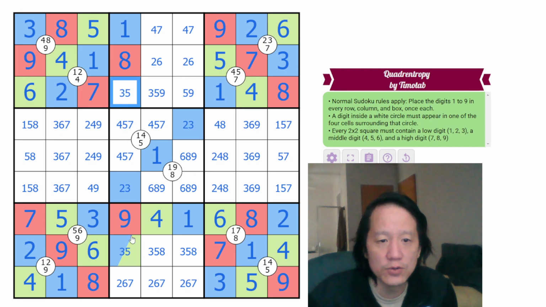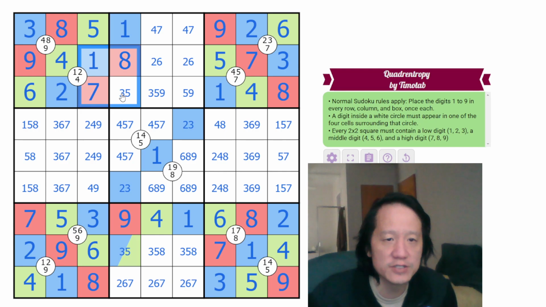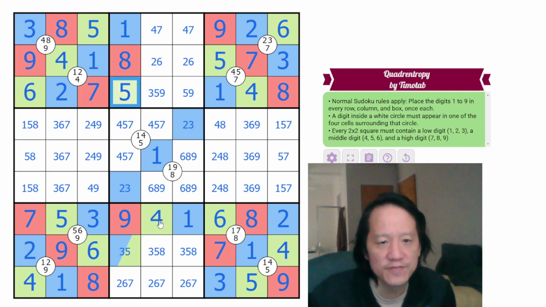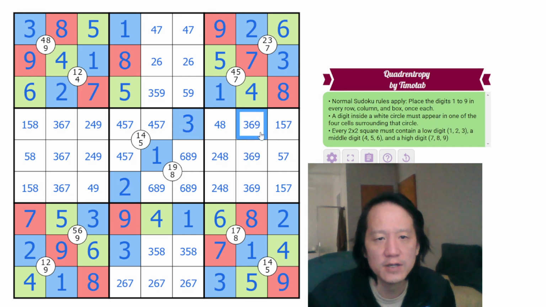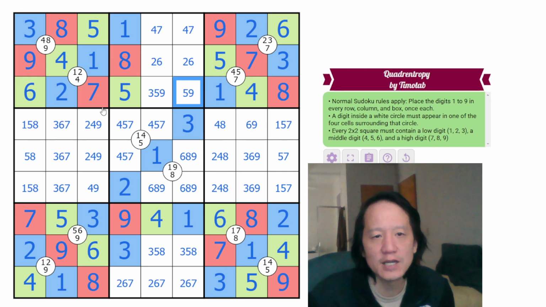This is also low or middle. But this 2x2 area has 2 highs and a low already. So it needs a middle digit from the middle set. So therefore, that's middle, and it's a 5, which makes this a 3, and therefore not a middle, it's a low. Therefore, this can't be 3 because of the possibilities that are there. This is no longer possible to be 3. Makes that a 2 and makes this a 3, which means this can't be 3. This can't be 5 because of this 5.